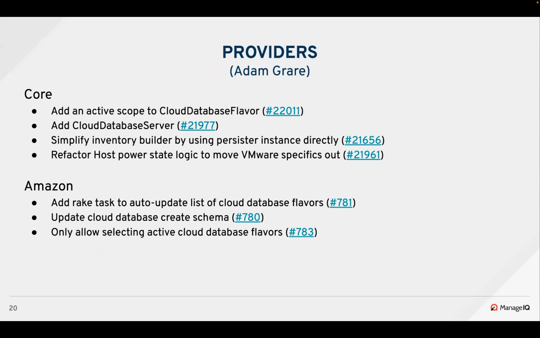So for providers this sprint, we added an active scope to the cloud database flavor model, which allows us to more easily get a list of flavors which are not deprecated by the provider, which will come in handy later.